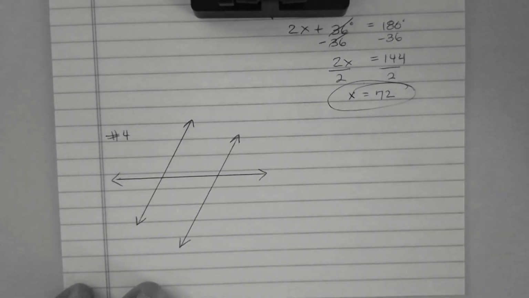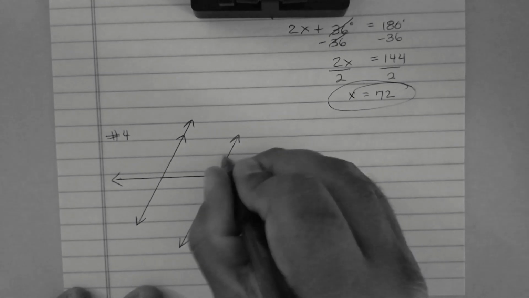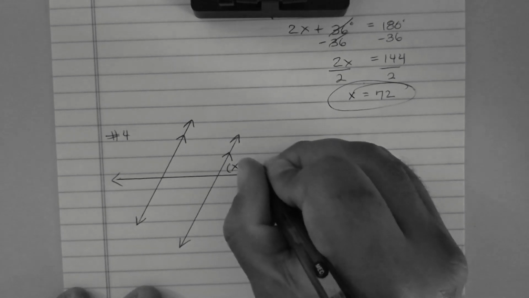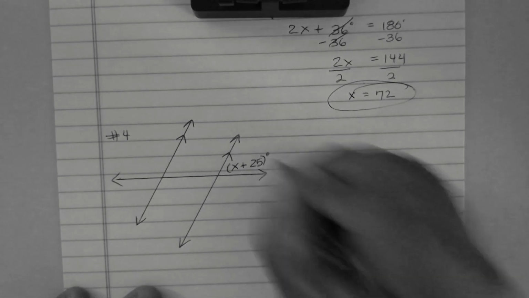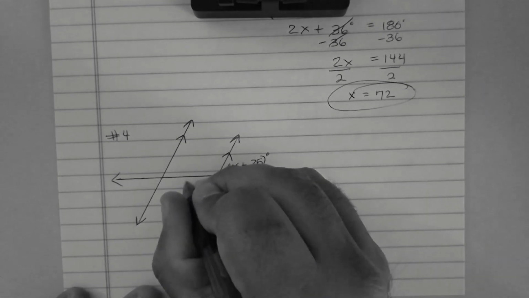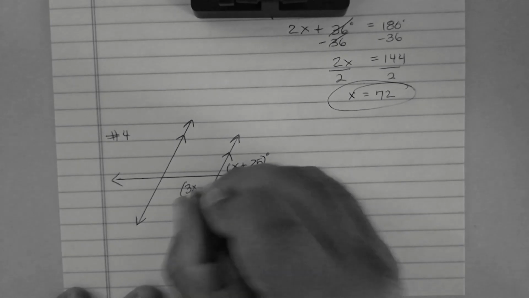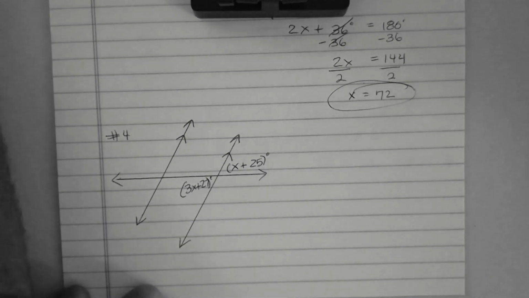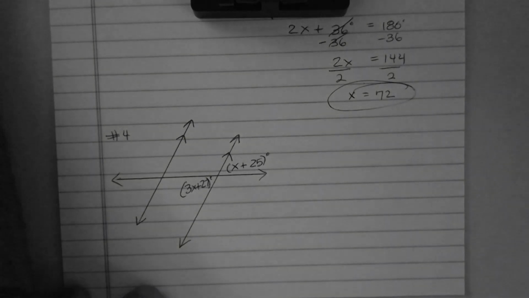Now, if you look at number 4, let me go like this and like that. And we know that this is x plus 25 degrees. And I want to say it's this one here, 3x plus 27 degrees. So, is it that one? I think it might be the other one, which is 3x smaller. Well, let's try this one out, and then we'll determine if it's this or this, okay?